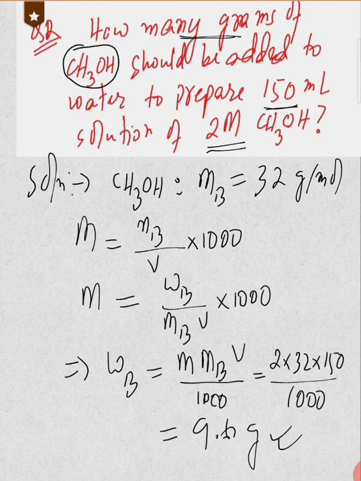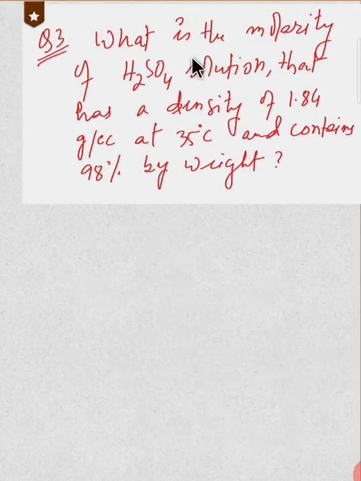Now let me move to the third question. The third question is: what is the molarity of sulfuric acid solution that has a density of 1.84 gram per centimeter cube (cc means centimeter cube, gram per ml) at 35 degrees centigrade and contains 98% by weight? This is the question. Okay, now let us solve this question.